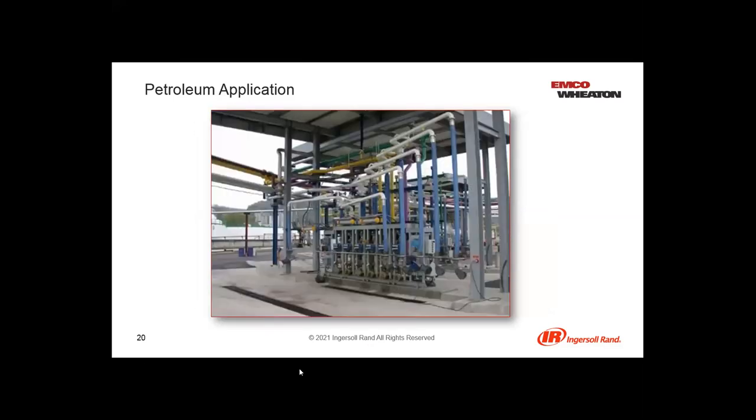It's the same kind of skid, but with five loading arms. So we can go up to six or seven loading arms because sometimes we have some gasoline with special additives from different petroleum companies. So that's why it's possible to have more than four, five, six loading arms.